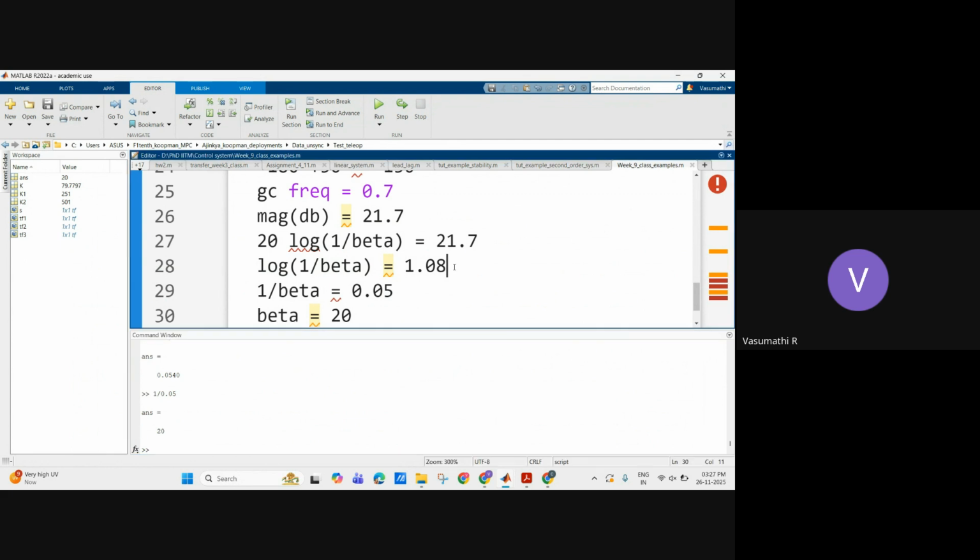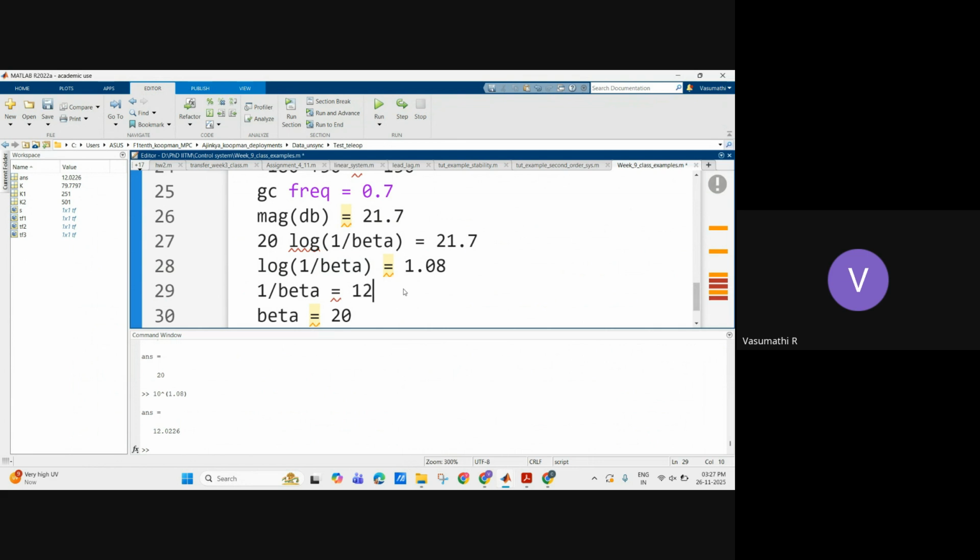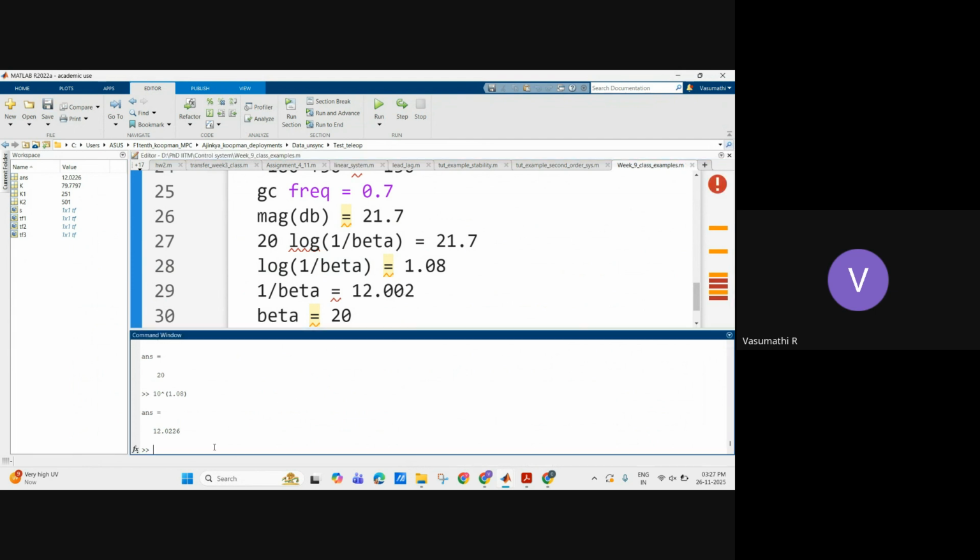Oh, that's why. See, here I have made a mistake. Log of 1 by beta equal to 1.08. 1 by beta equal to 10 power 1.08. It is 12, no? That's why. It's 12.002. Then beta equal to 1 by 12.002.